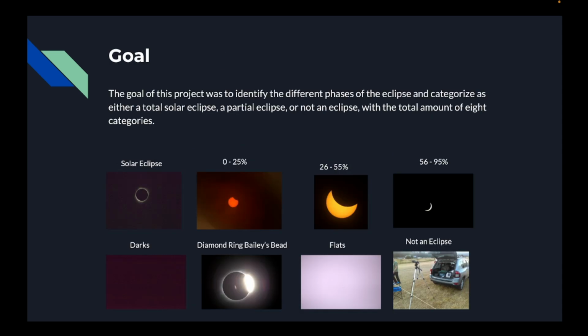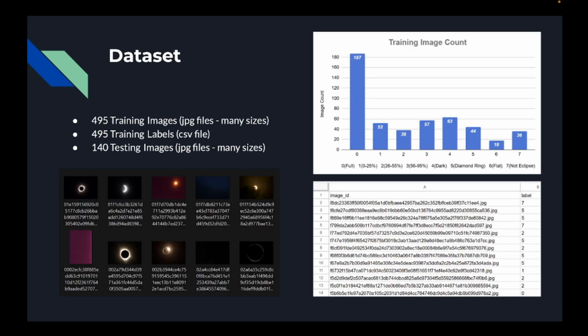Goal. The goal of this project was to identify the different phases of the eclipse and categorize them as either a total solar eclipse, a partial eclipse, or not an eclipse, with a total of 8 categories, as shown below. Dataset. We had 495 training images, 495 training labels, 140 testing images.